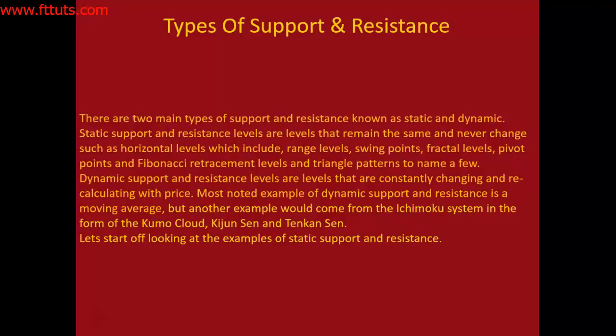Dynamic support and resistance levels are levels that are constantly changing and recalculating with price. The most noted example of dynamic support and resistance is a moving average, but another example would come from the Ichimoku system in the form of the Kumo cloud, the Kijun-sen, and the Tenkan-sen. So let's start off looking at the examples of static support and resistance.